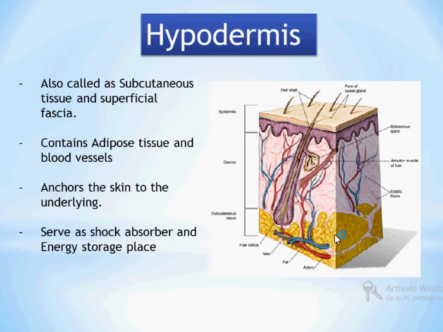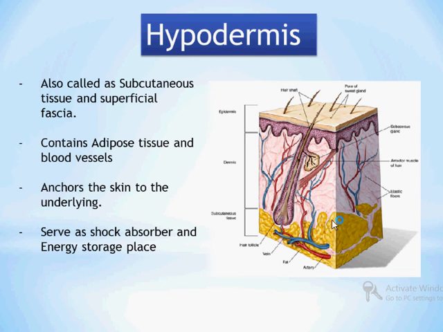Moreover, it also acts as a shock absorber, and since it has a lot of fats, triglycerides, it also acts as an energy storage place. Moreover, it also keeps us warm by preventing heat loss, because the heat is generated on the inside of the body, and the fat acts as a heat insulator, so it doesn't let the heat pass from the inner body, and thus keeps us warm.